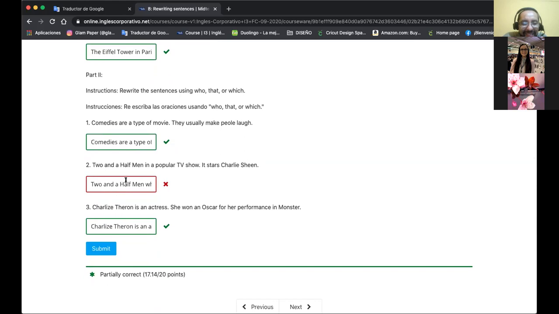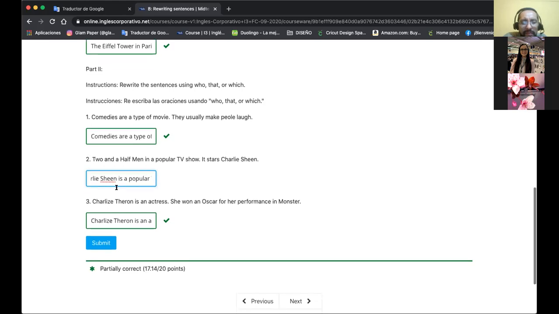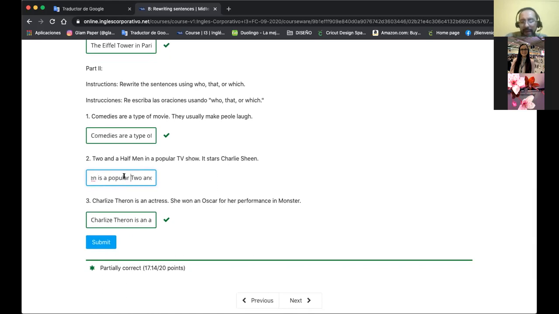Shame. Well, 2.5 Men, which popular TV show? No. Which stars Charlie Sheen, is a popular TV show. It should be: 2.5 Men, which stars Charlie Sheen, is a popular TV show. Okay, I got that.